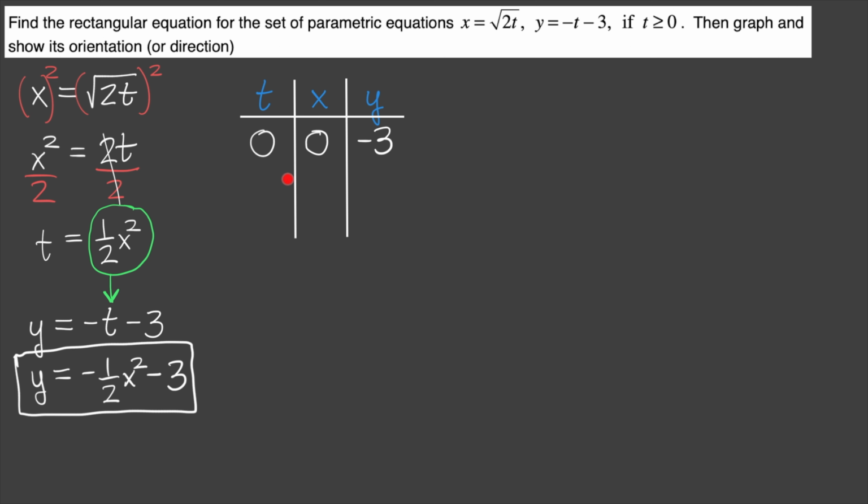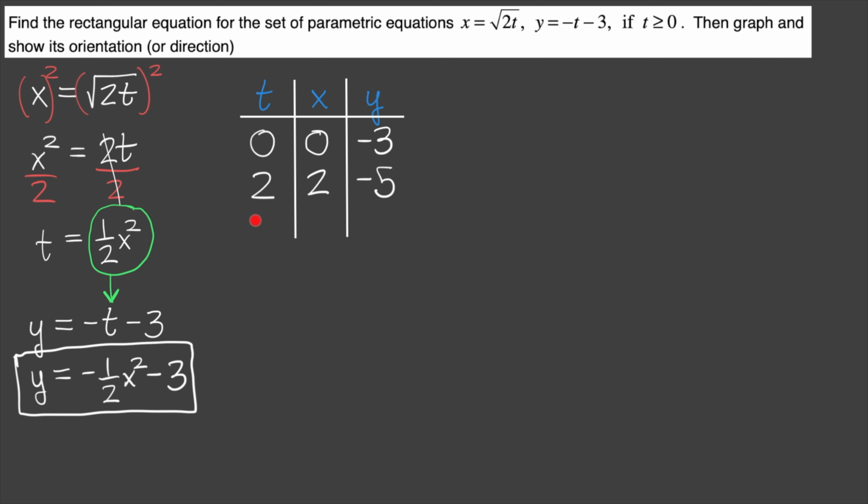Next, we want to plug in a value for t that will make this a perfect square. A really nice value to plug in is actually 2, because 2 times 2 is 4, and the square root of 4 is 2. So let's plug in 2 next for t. 2 times 2 is 4. Square root of 4 is 2. Plug in 2 for this t. Negative 2 minus 3 gives us negative 5.